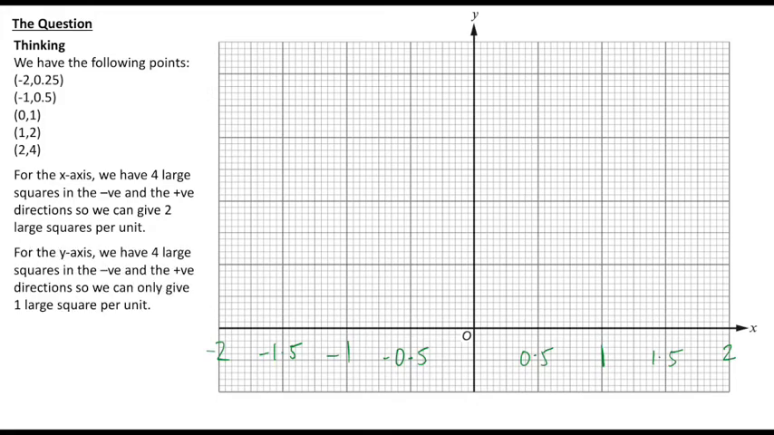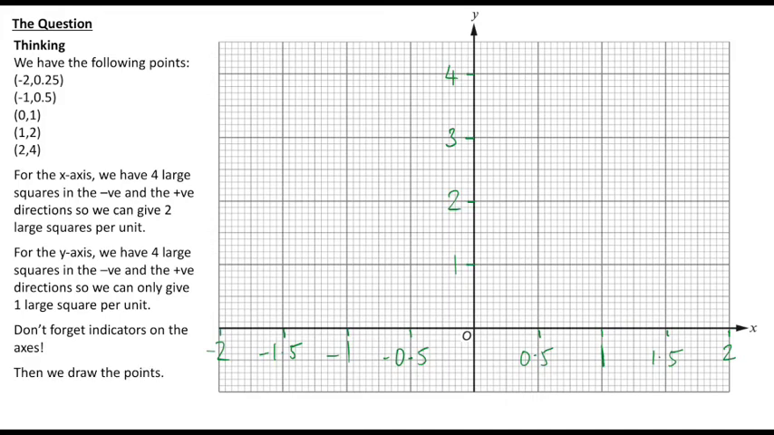For the y-axis, we have 4 large squares in the negative, not in the negative direction. There's a mistake on the slide there, but never mind. We have 4 large squares in the positive direction. All our y values are positive, so that's okay. But that means we can only give 1 large square per unit. So 1, 2, 3, 4 like that. Okay, and don't forget to put your indicators on the axes to show where these numbers are referring to. So on the x-axis there they are, and on the y-axis.